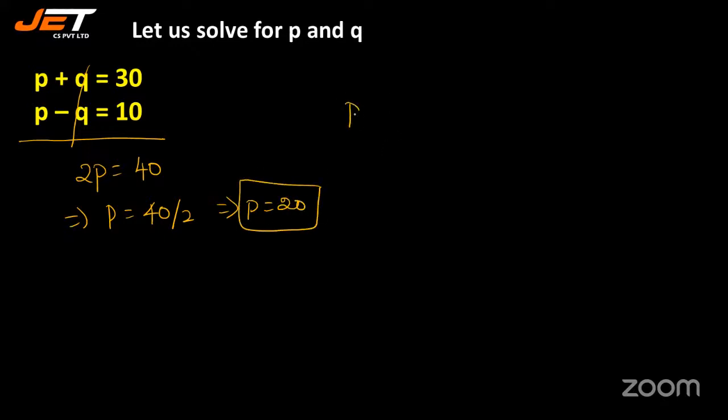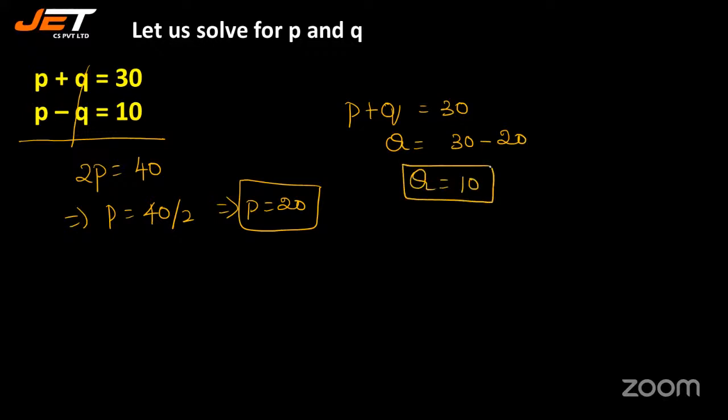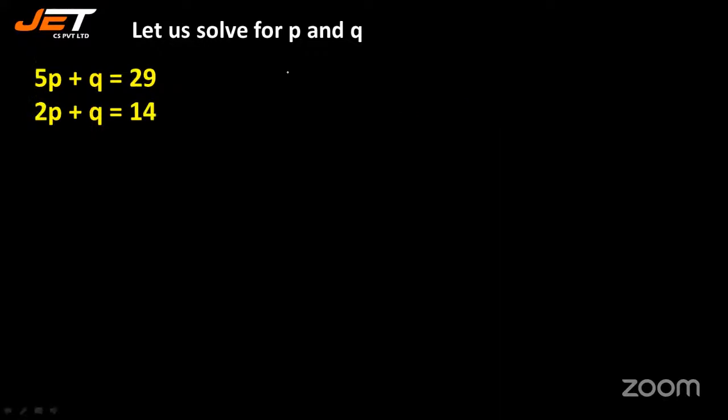All right. Next, p plus q is equal to 30. So what is q? 30 minus p. What is p? 20. Therefore, q is equal to 30 minus 20 is 10. So you can just check in any one equation. p plus q, 20 plus 10 is 30. So the values of our p and q are correct. All right, students. If you are able to quickly solve it, put your answers in the chat box.